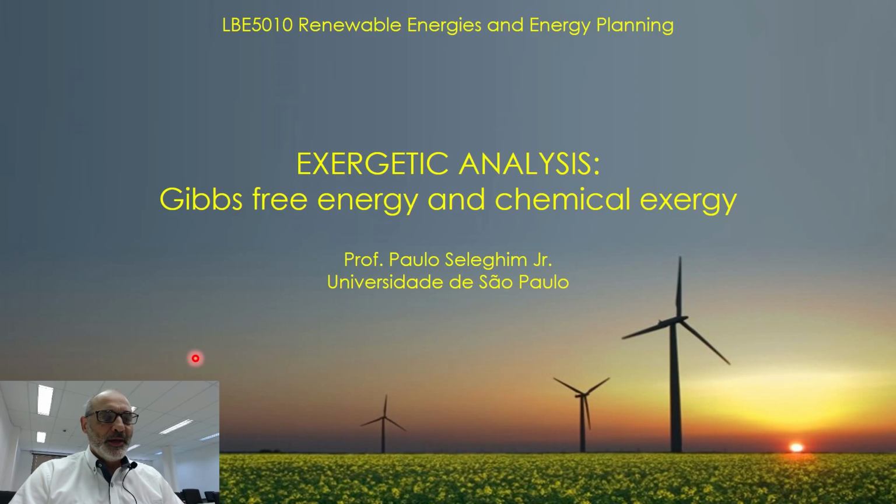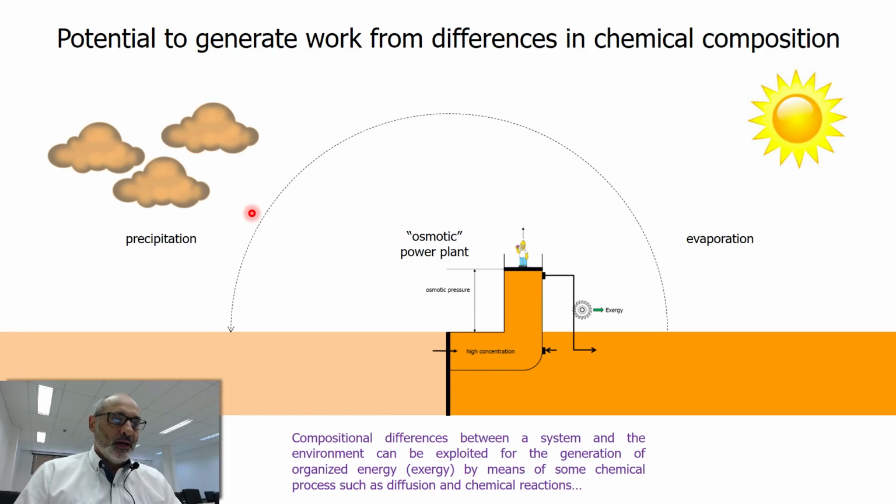Good afternoon, everybody. This is the last class about exergetic analysis. We're going to talk about Gibbs free energy and chemical exergy. I think we mentioned something similar in the last class, that exergy is associated with the potential to generate useful work from a difference in state, the state of a substance, for instance, with respect to the environment. This difference can be in terms of pressure and temperature or chemical composition. That's what we're going to see today.